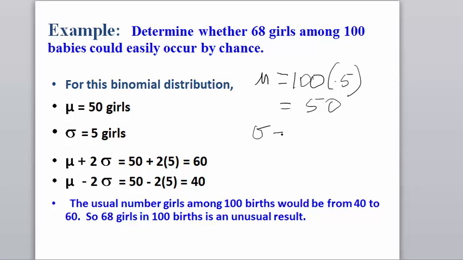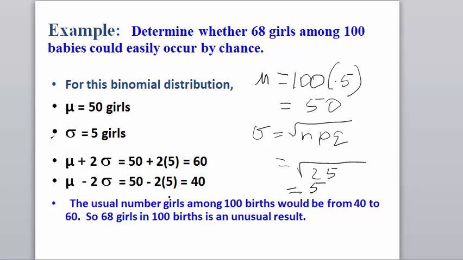Well, standard deviation, square root of n times p times q, which in this case, 100 times 0.5 is 50, times 0.5 again is 25. So my variance is 25, but we wanted the standard deviation. Square root of 25 is 5. So that's where we got these two values over here. Mu, 50, standard deviation, 5.